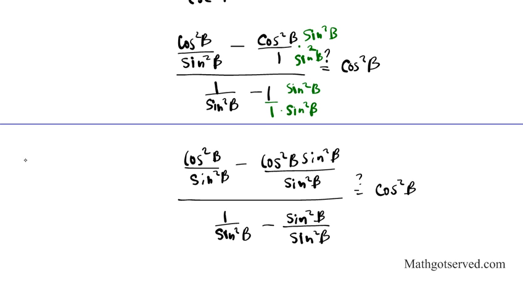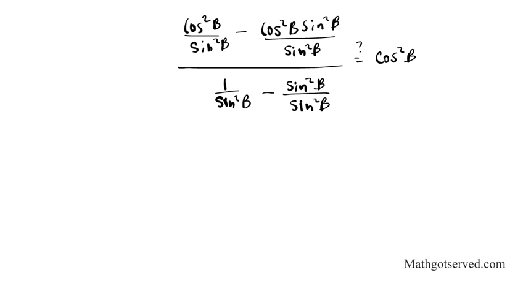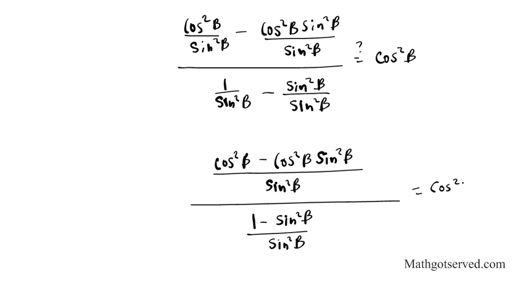That's the question. Alright, so on the top I can combine the two. I'm going to have cosine squared b minus cosine squared b sine squared b divided by sine squared b, and then that whole thing divided by 1 minus sine squared b over sine squared b. Does it equal cosine squared b? That's the question. I notice I have a sine squared b in the two denominators, so I can multiply top and bottom by sine squared b to get rid of that identical denominator.